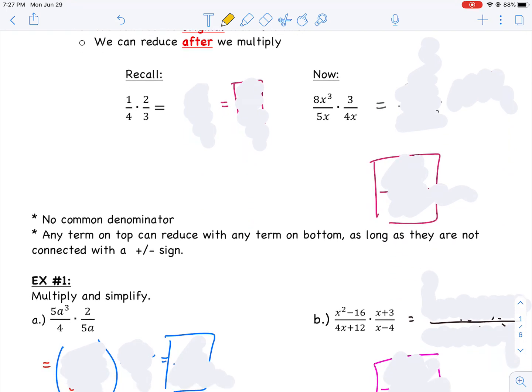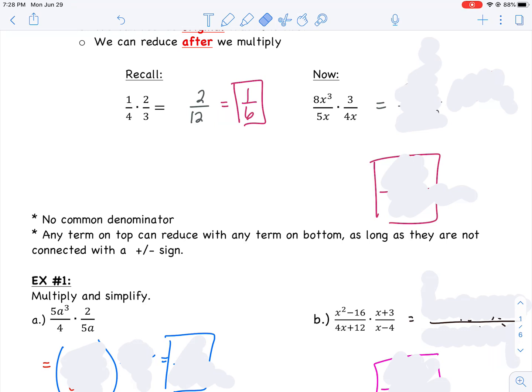If I have a 1/4 times a 2/3, I don't need a common denominator when I'm multiplying, only when I'm adding or subtracting. So when I multiply fractions, I simply multiply across the numerators, 1 times 2 is 2, and multiply across the denominators, 4 times 3 is 12. I end up getting a fraction of 2/12. And then I can see if I can reduce. So what GCF, what number, can I divide into 2 and 12 so I can reduce or simplify this fraction? It looks like I can divide both of those by 2. So 2 divided by 2 is 1, and 12 divided by 2 is 6. So my final reduced answer would be 1/6.